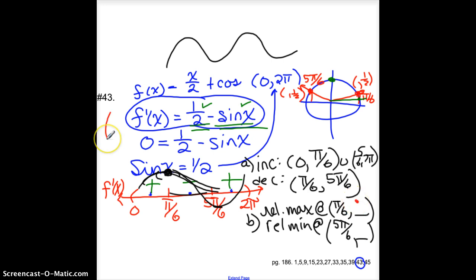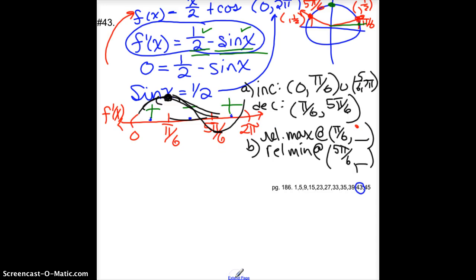So we go back to the original function, because that's the one that we're trying to find the extrema on. And on the original function, f of x, in this case I'm trying to decide what it is at pi over 6, because I know I have a max there. So f of pi over 6 is going to equal pi over 6 over 2 plus cosine pi over 6.